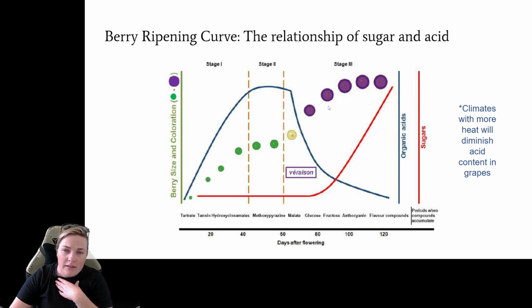For this graph, I really just want you to focus on stage 3 and the inverse relationship of acid and sugars. I'm not going to ask you what happens in stage 1 and stage 2. I just want you to know that while grapes are ripening, acids deplete, sugar accumulates, and what marks the stage is veraison. That's going to be important for you to know.